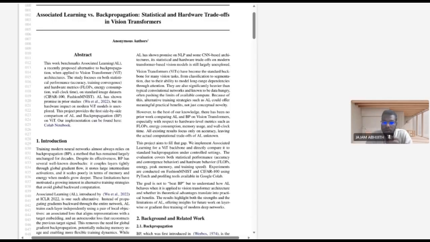So, because of these limitations, researchers have been looking for alternatives. And that brings us to associated learning, or AL, which was proposed by Wu and colleagues at ICLR 2022. Now, AL is fundamentally different from backpropagation because instead of propagating gradients through the entire network, it trains each layer independently using local objectives. Here's how it works, okay?